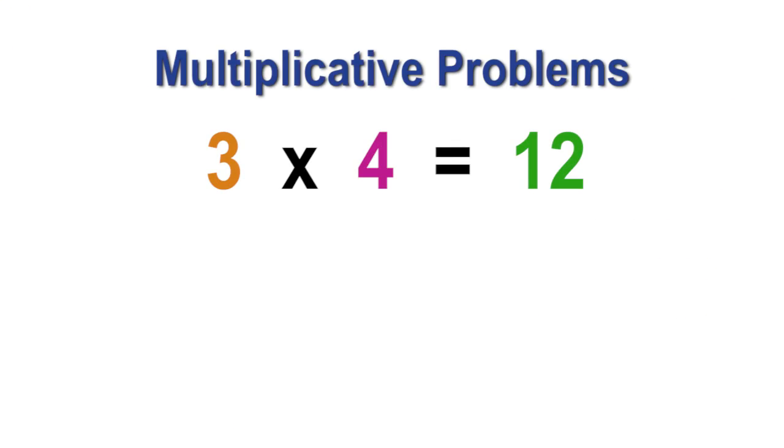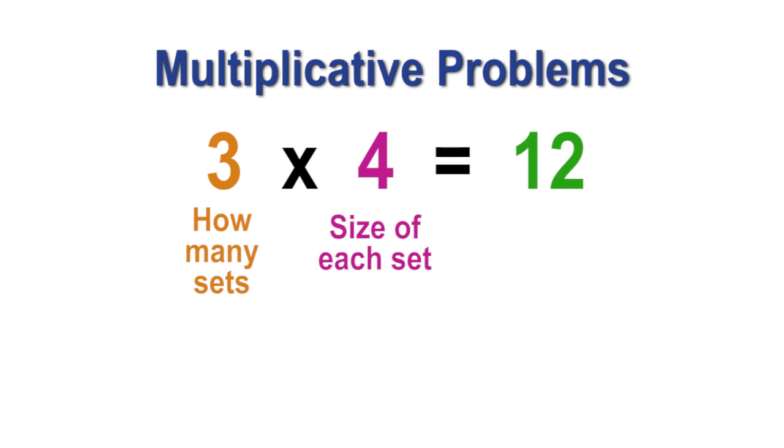In multiplicative problems, one number or factor counts how many sets, groups, or parts of equal size are involved. The other factor tells the size of each set or part. The third number is the whole or product and is the total of all the parts.